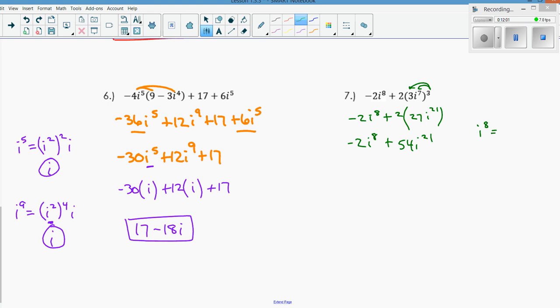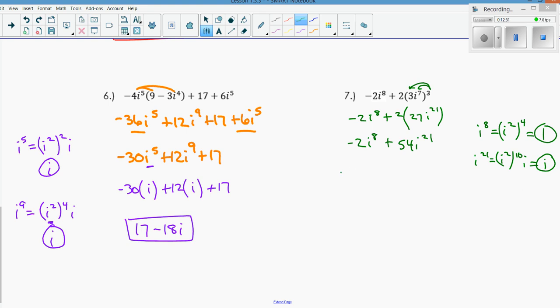i to the 8th is i squared raised to the 4th. So that means I have negative 1 raised to the 4th. Well, that's just a positive 1. I have i to the 21st, which is i squared raised to the 10th, so that's 20, and that's 1. Okay, so it's negative 1 raised to an even power, so that's just 1, times i, so that's i. Okay, again, if you need to write all this out, write all of that out.